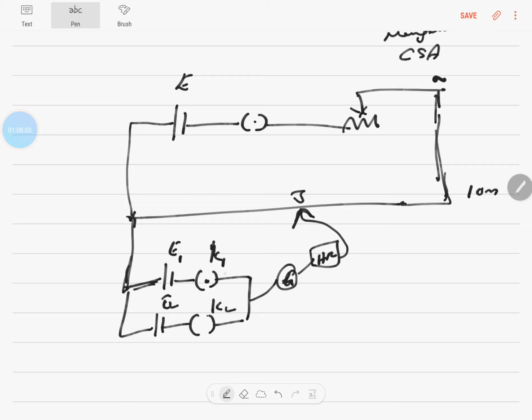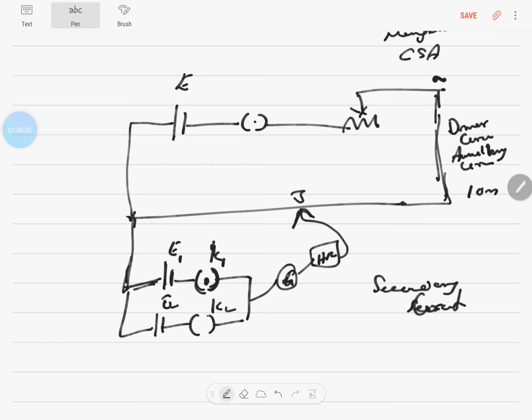So initially, we'll keep K1 closed and K2 open, so that E1 is connected. This is called the driver circuit or auxiliary circuit. And this is called the secondary circuit.